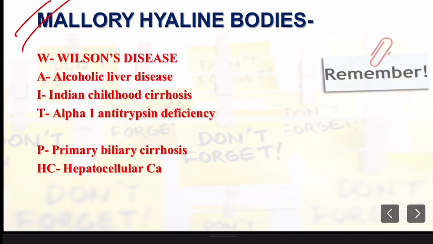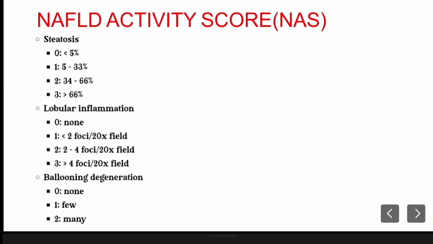Now again MCQs: the Mallory-Denk bodies can be seen in alcoholic liver disease, MASLD, and also in Wilson's disease, early childhood cirrhosis, alpha-1 antitrypsin deficiency, primary biliary cirrhosis, and HCC. So you have to remember this from the MCQ point of view. In metabolic dysfunction associated steatohepatitis, the activity has to be scored for the prognosis of the patient. The activity is scored based on the level of steatosis, the number of cells involved by the fatty change, the lobular inflammation that is seen, and ballooning degeneration.